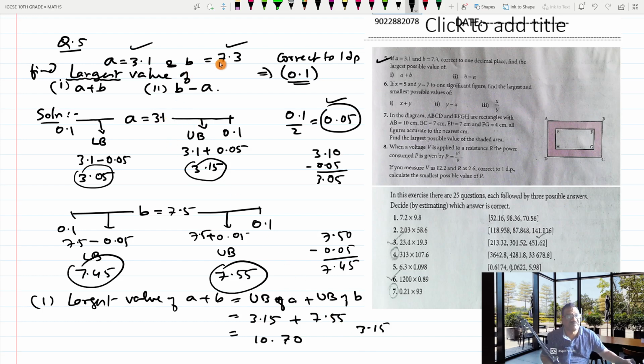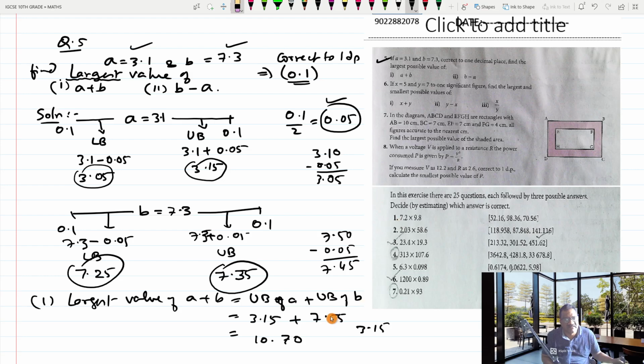Sorry, this is not 7.5. This is 7.3. Okay, I made a slight mistake. So it has to be 7.3 over here. So 7.3 minus 0.05 is 7.25, and 7.3 plus 0.05 will be 7.35. Got it? So the upper bound will be 7.35.